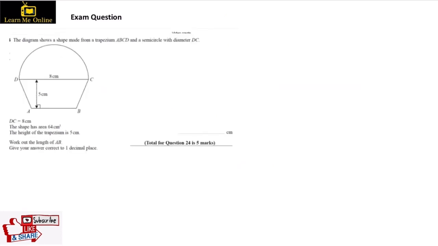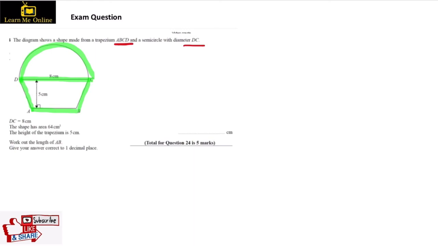Here we have got the last question, which is the exam question. And this is that the diagram shows a shape which is made of a trapezium ABCD. And the next thing is a semicircle with the diameter DC. So the top is a semicircle. We can see this is making a semicircle from here to here. The bottom part is making the shape of a trapezium, which is here. Now the shape has area 64 meters square.